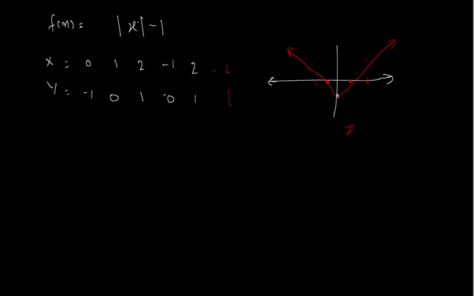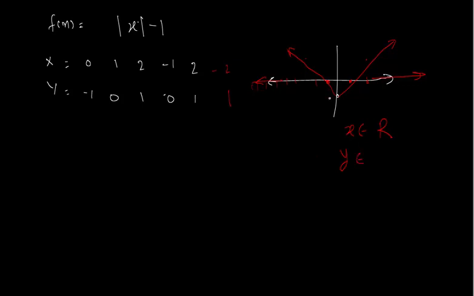Now if I ask what is the domain of this function, you can see this graph goes up to so many possible values, up to infinity. This also goes this side, up to plus infinity and minus infinity. So what should be the domain? R. What should be the range?